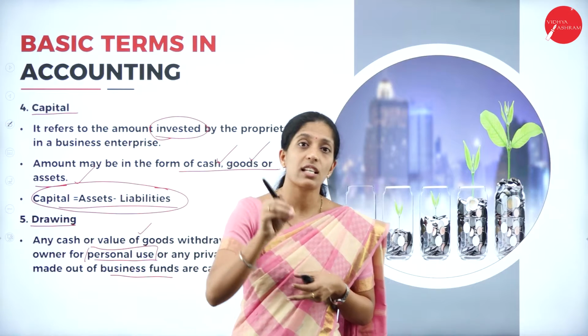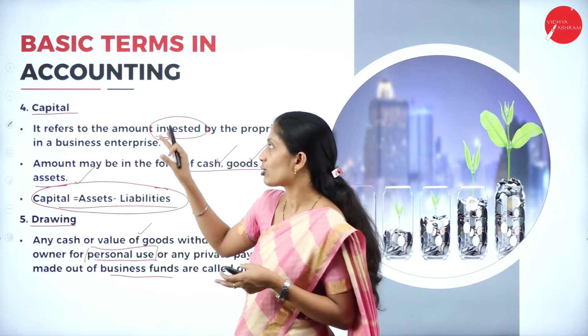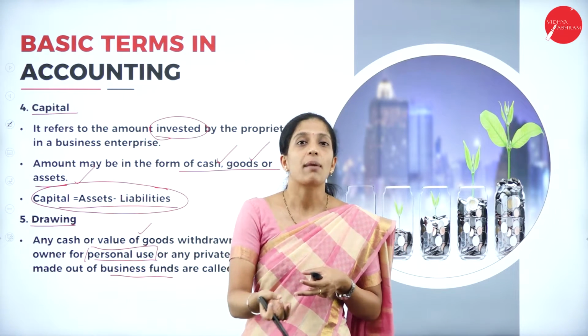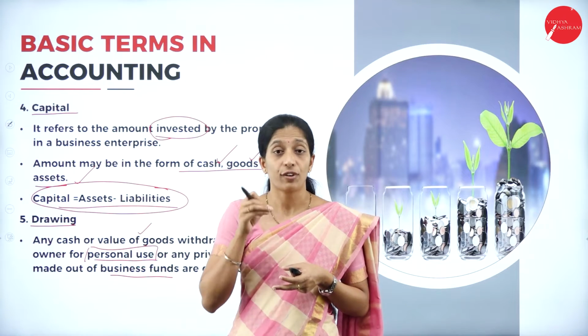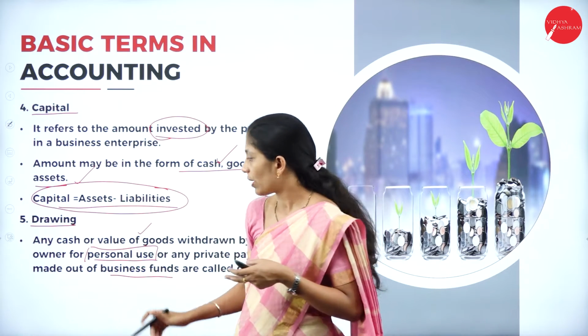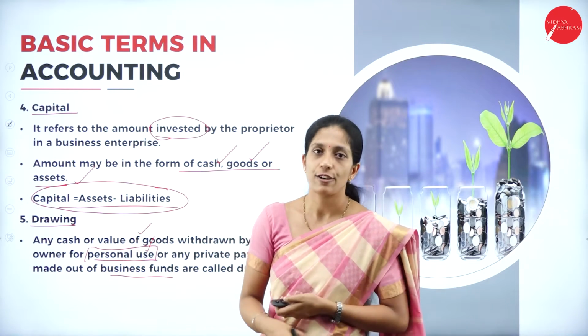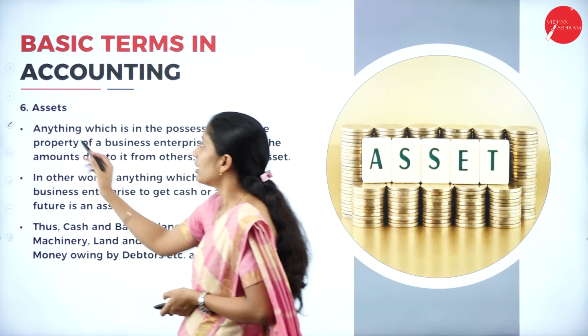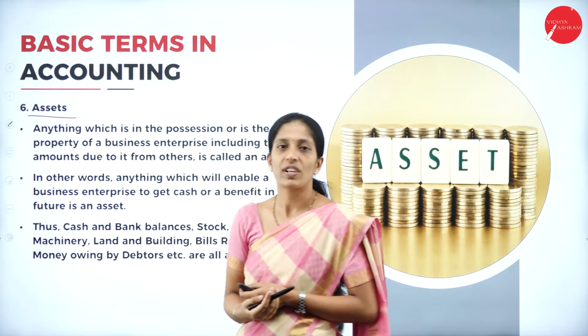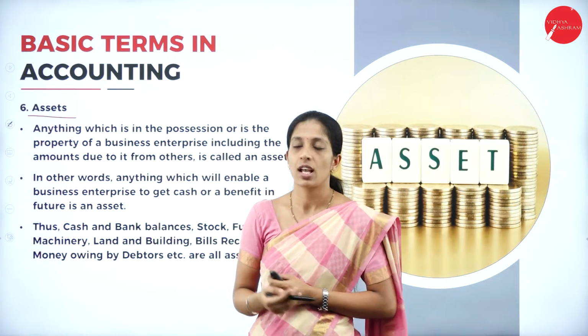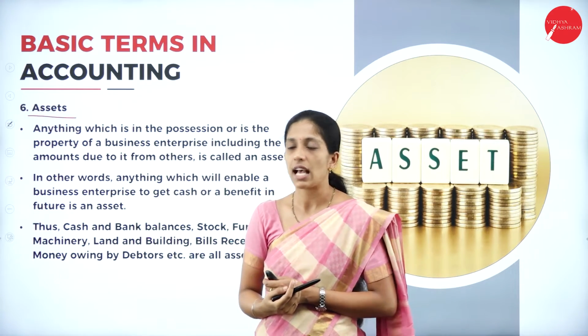So if the amount is invested into the business, then it is known as capital, and if the amount is withdrawn by the owner for his personal use, so you have to remember this word, personal use, then it is termed as drawings. Next term is assets. We are all familiar with assets. Let us see what this asset is.